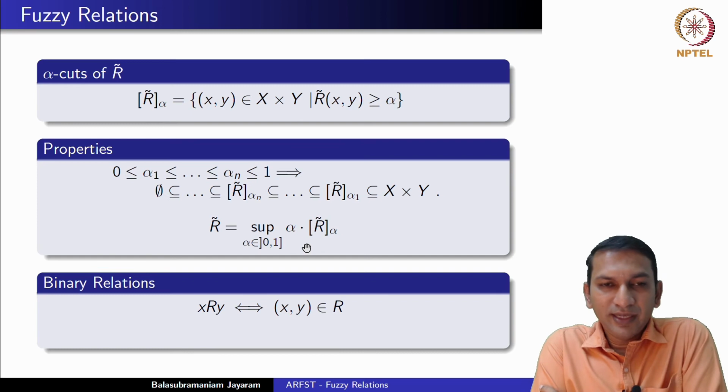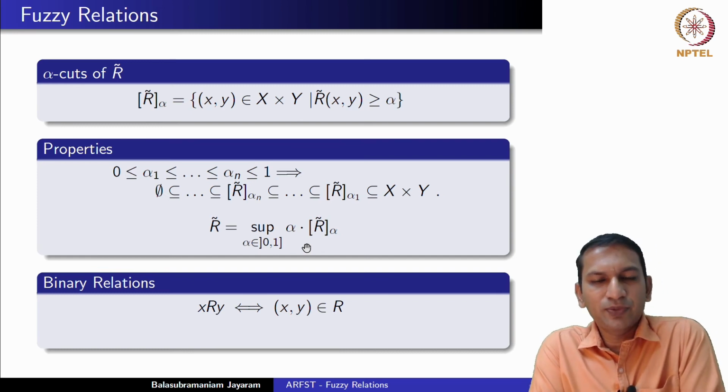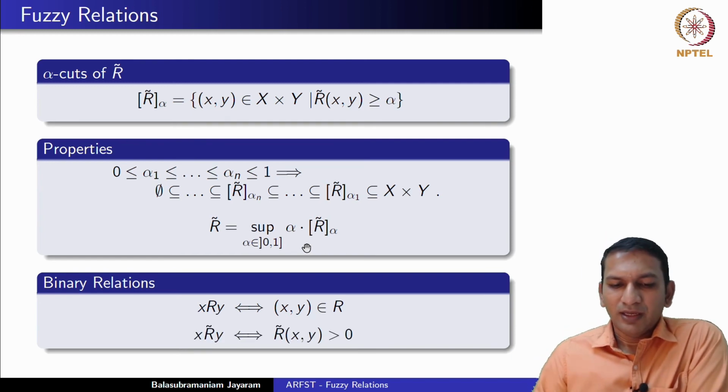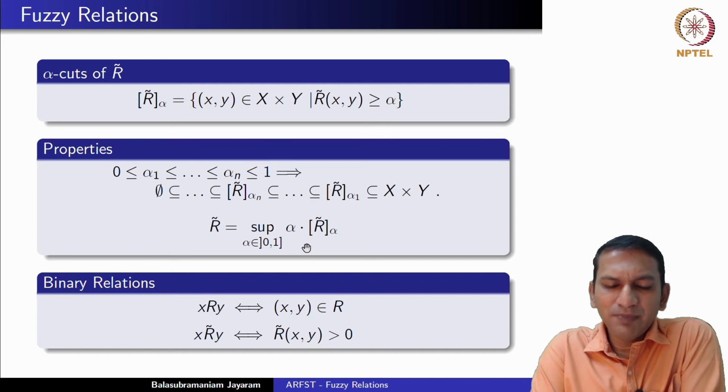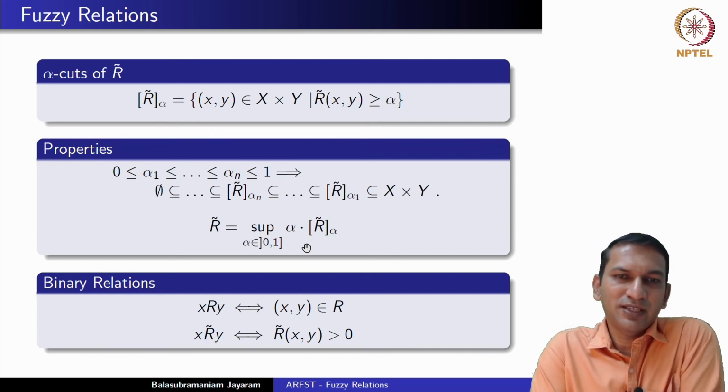Finally, we indicate a classical binary relation like this: x is related to y if and only if (x,y) belongs to the subset. In the case of fuzzy relations, we simply say that x is related to y if R(x,y) is greater than 0. That means (x,y) should belong to the support of this fuzzy set.